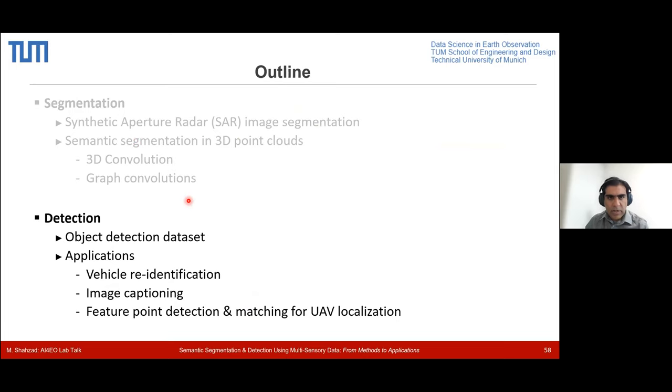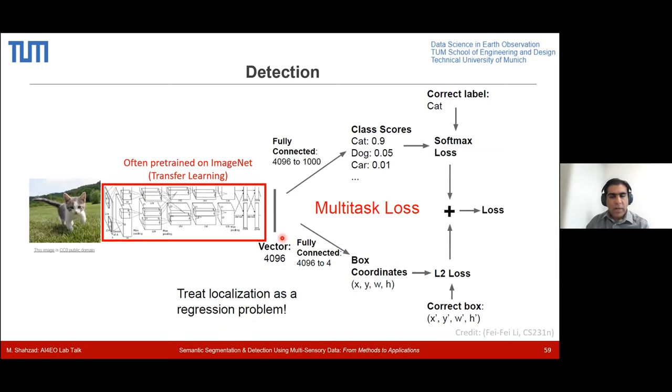Now for the applications, I will focus more on the detection part, and I will show you three major applications where detection plays a vital role. In a detection problem, instead of predicting only labels, we also need a regression head which predicts the regression values. We merge regression and classification into a multi-task loss, which we use to backpropagate and to extract the class as well as the bounding box prediction.